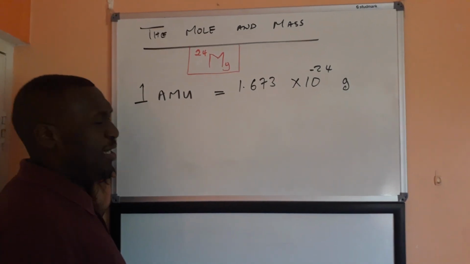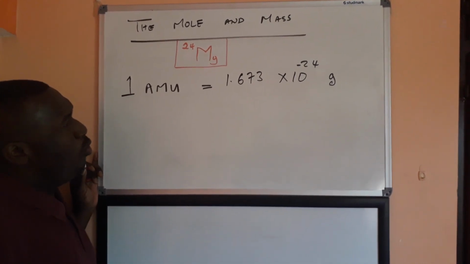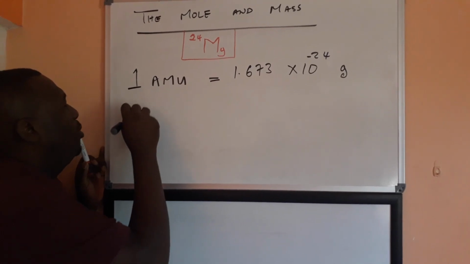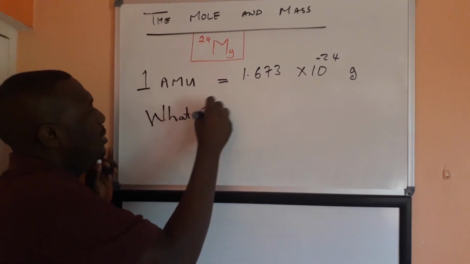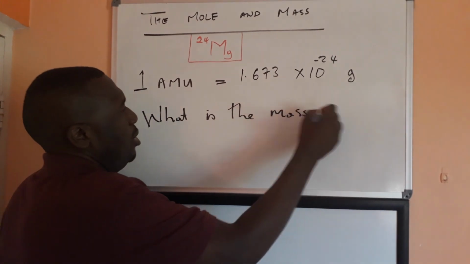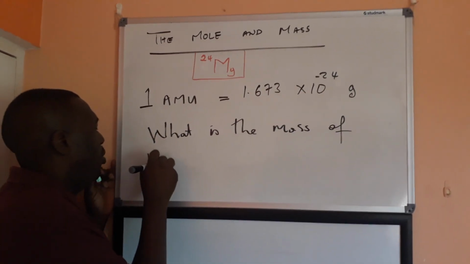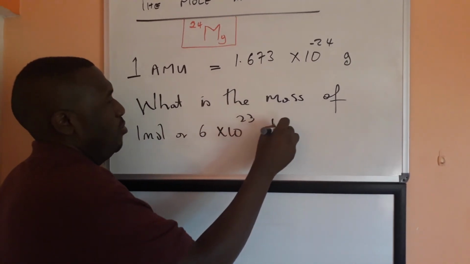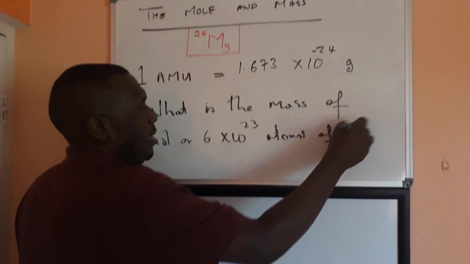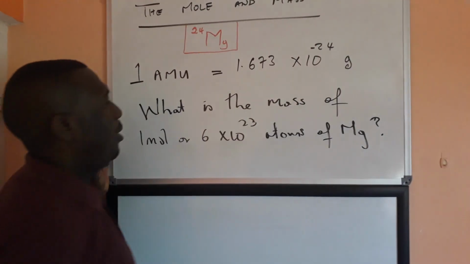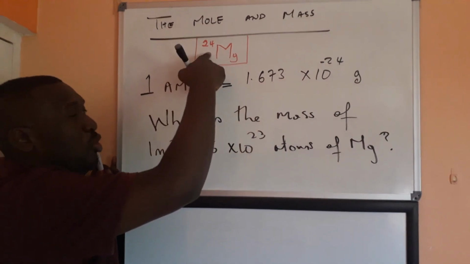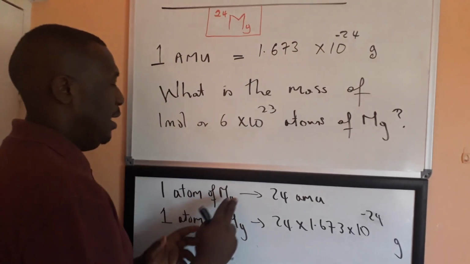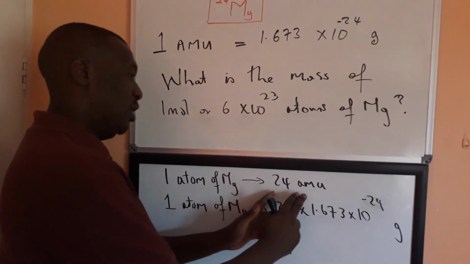Now, let's try something out of curiosity. What would be the mass of 1 mole of magnesium? Let's try and find that out. What is the mass of 1 mole, or 6 times 10 to the 23 atoms of Mg? Now, 1 atom of magnesium is 24 AMU.